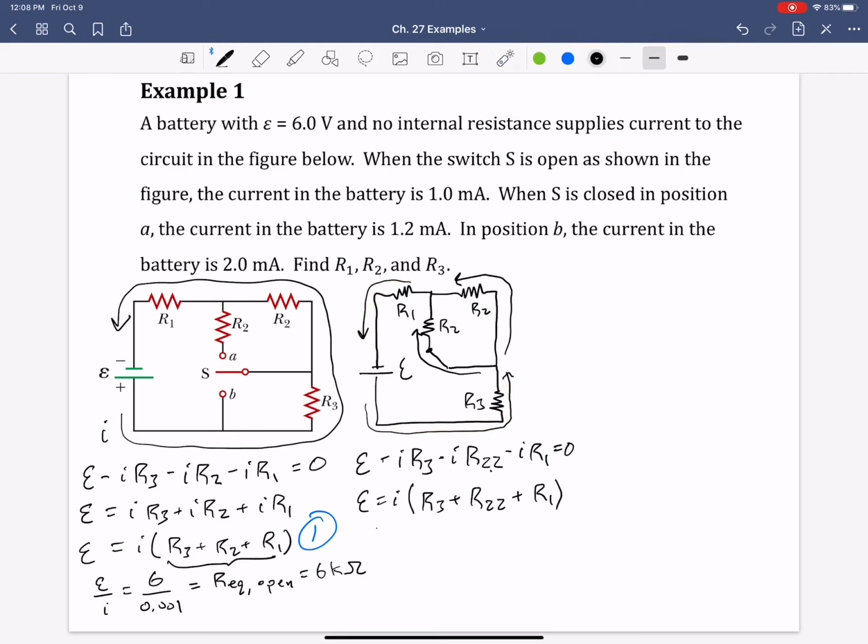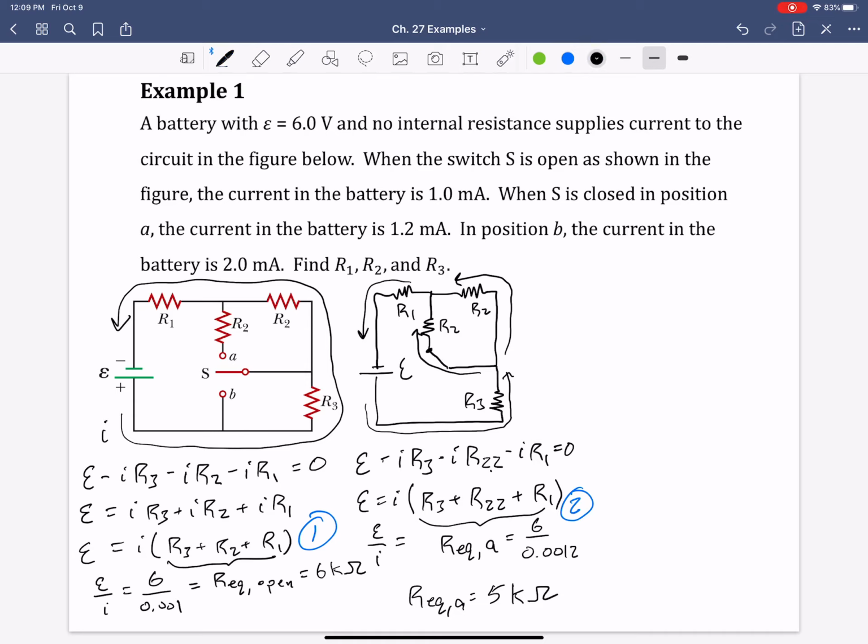And so now, doing what I did earlier, EMF over the current is now equal to that equivalent, which I'll call the equivalent for position A, and that's equal to 6 over 0.0012, which is equal to 5,000 ohms. And so let's denote this as 2. This is our second equivalent resistance equation.